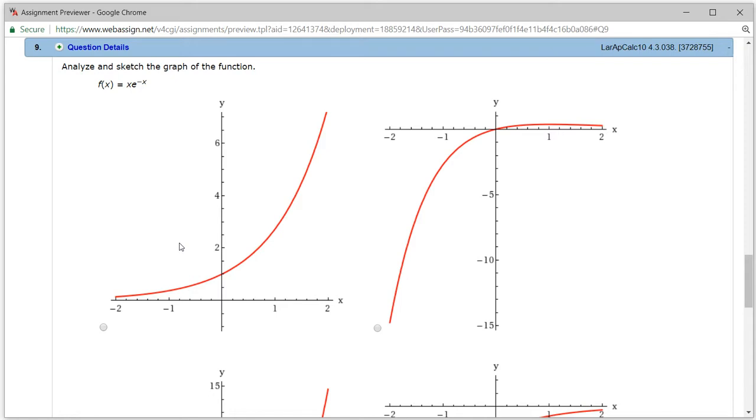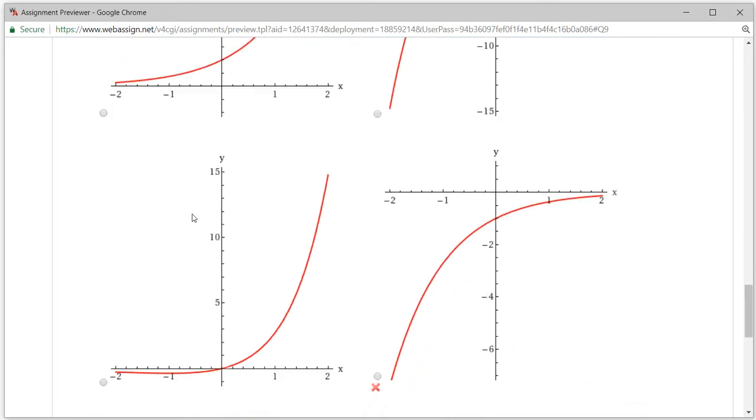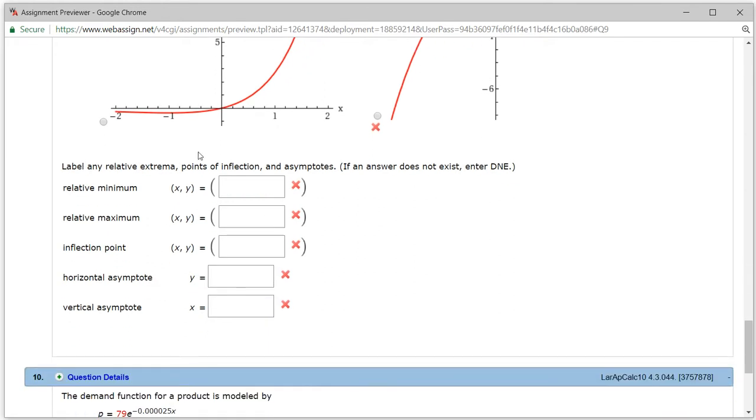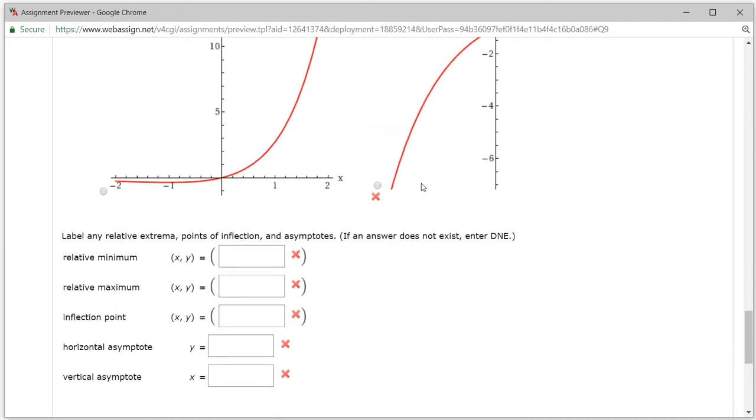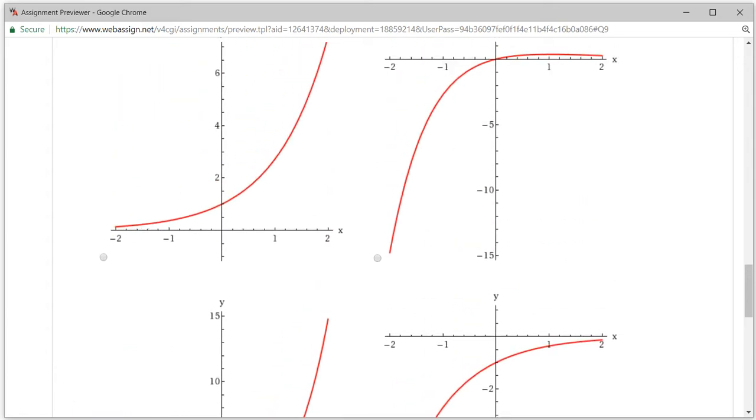All right, let's look at homework 4.3, problem number 9. So we have f of x equals x e to the negative x, and we want to find a bunch of these guys. Let's look at the relative min, relative max, and the inflection points, and so on. So let's find those.